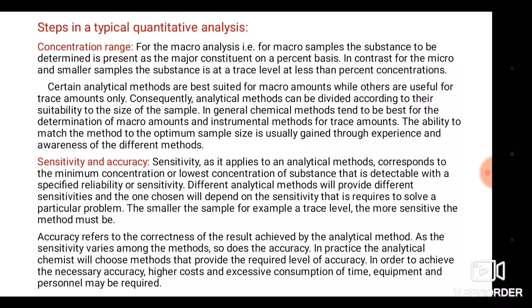So the fourth one is sensitivity and accuracy. Sensitivity, as it applies to an analytical method, corresponds to the minimum or lowest concentration of the substance that is detectable with a specified reliability. Sensitivity is very important because if the method is sensitive, it is able to analyze the sample at a minimum concentration. Different analytical methods provide different sensitivity, and the one chosen depends on the sensitivity that is required to solve a particular problem.